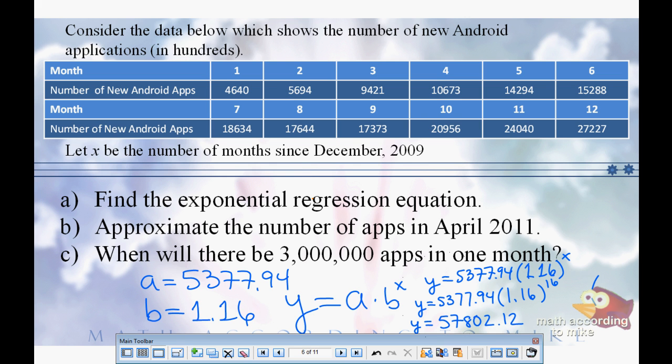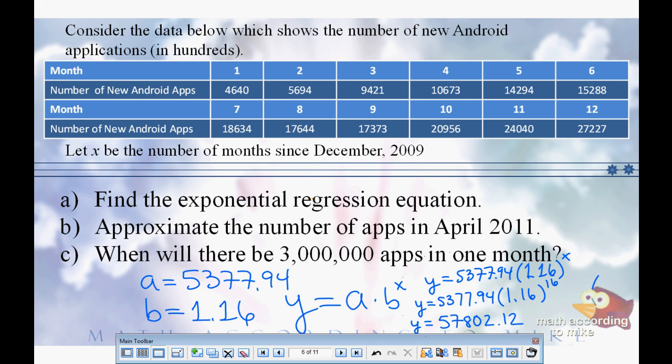Notice this is really in hundreds. So what is that really? That is really 5,780,212 apps, because we moved the decimal point 2 places. Is that okay? That's a lot of apps.